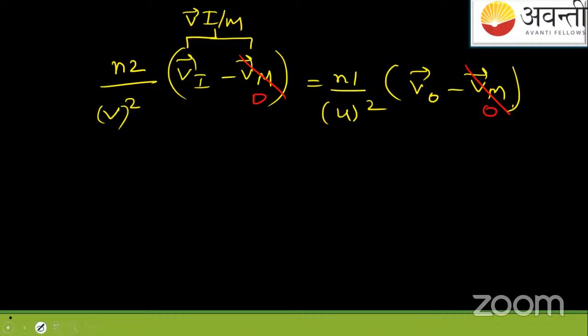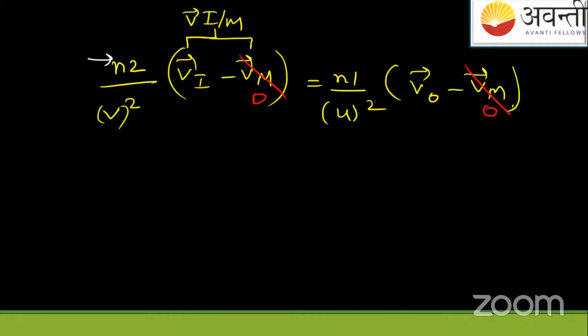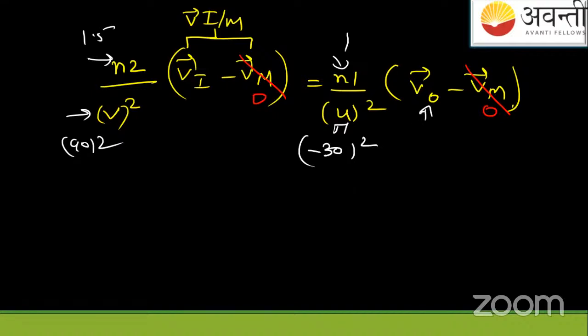And the values are: n2 is 1.5, v is 90, so v square. n1 is air, that is 1, u is 30, the minus becomes positive with the square. The object velocity, this direction is positive, and it is given here as 2 meters per second. So we have to find the image velocity.